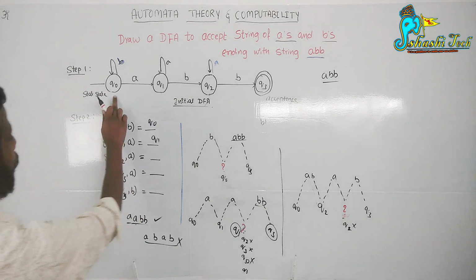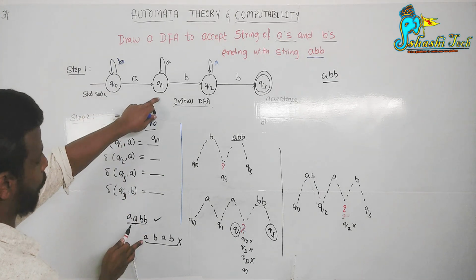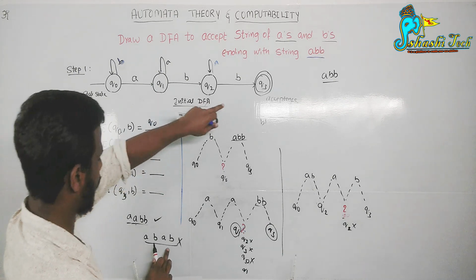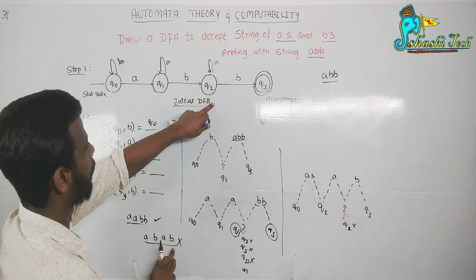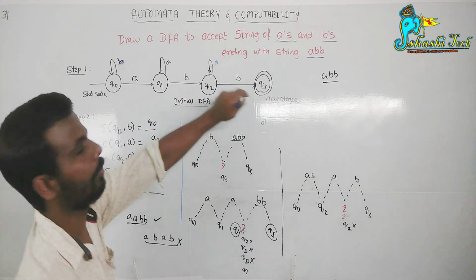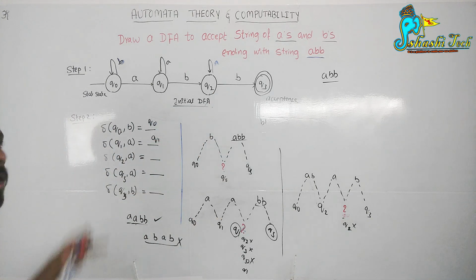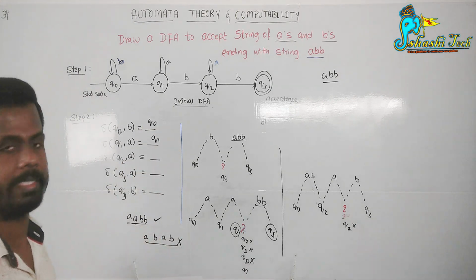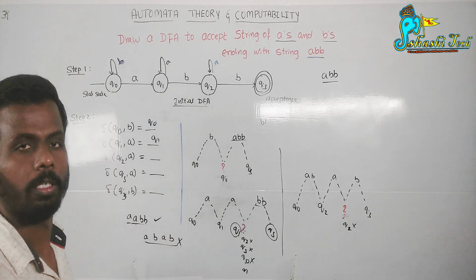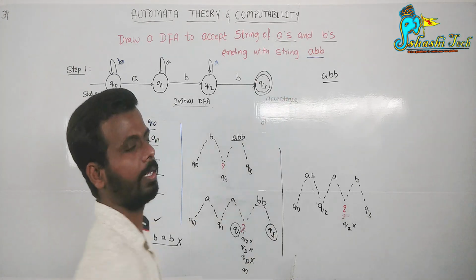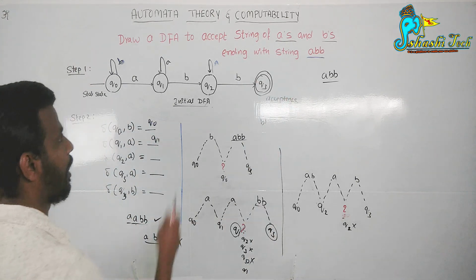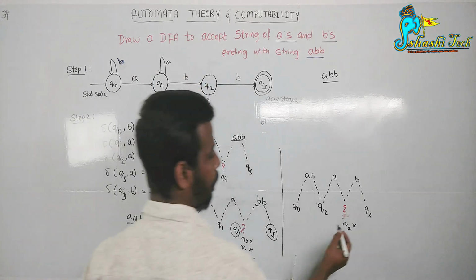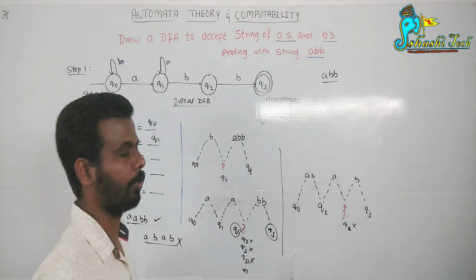Let us start. Q0 upon accepting A is going to reach Q1. Q1 upon accepting B is going to reach Q2. Q2 upon accepting A is going to reach the same state. Then Q2 upon accepting B is going to reach the Q3 state. This one is accepted according to this DFA. But it should not be accepted because it is not ending with ABB. So the DFA which we have written is wrong. Hence we should not write Q2 here.